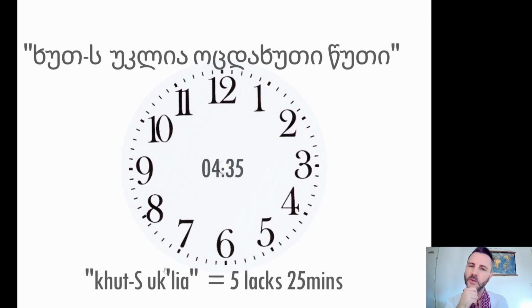Here's an example. What's that one? 25 to 5. We also reference 5 too. This is khutsuklia, otsta khuti tsuti.